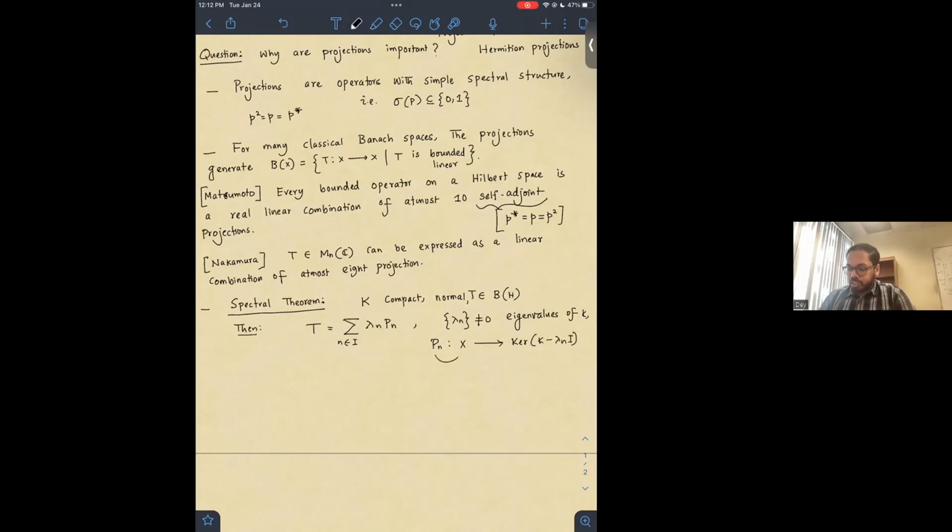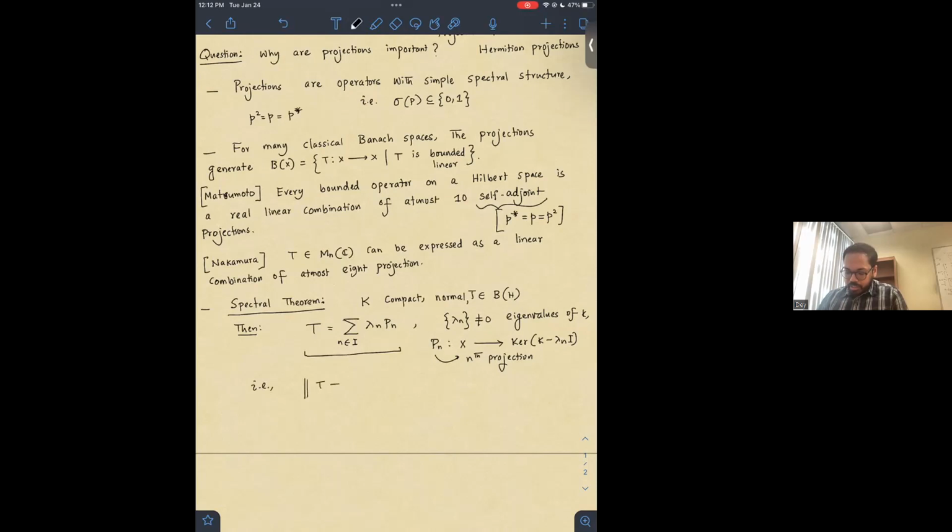This is the nth projection onto this eigenspace. Okay, so that's also interesting. And what do I mean by that? That might be a question. What do I mean by equality? By equality, I mean that they converge in norm, so in operator norm.